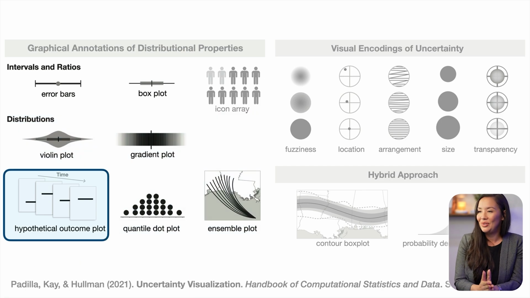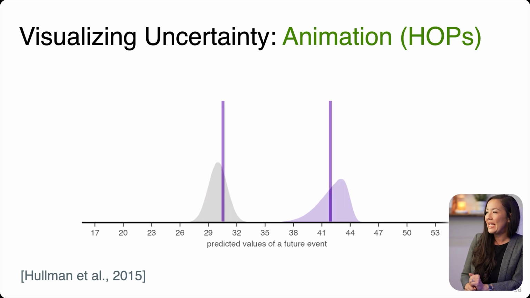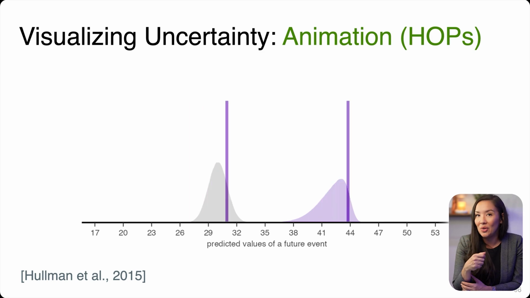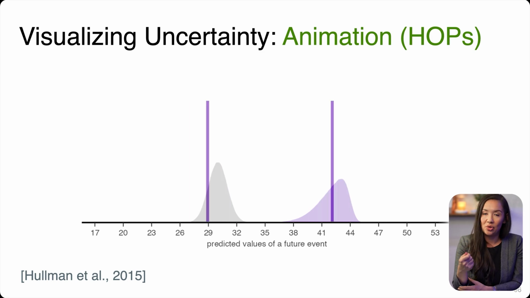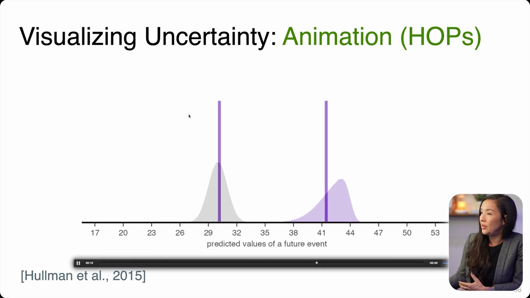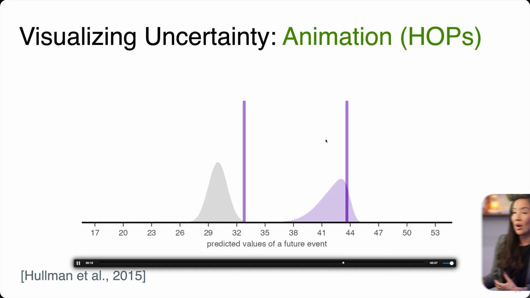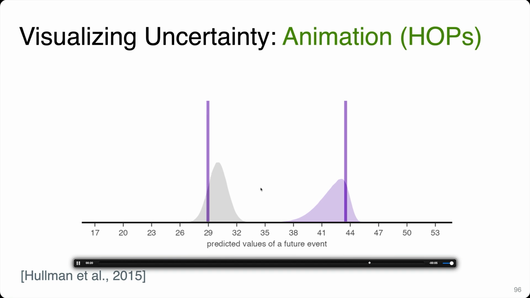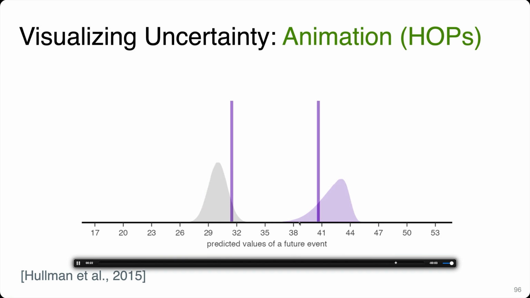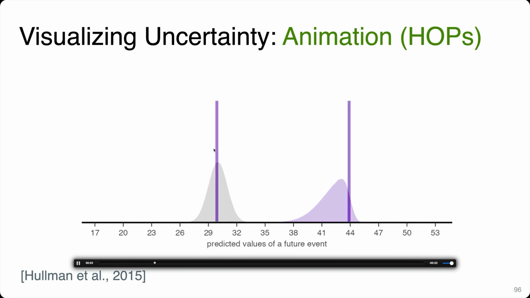The next thing I want to show you in terms of a cool uncertainty visualization technique that you might consider trying is a hypothetical outcome plot. Okay, what is the hypothetical outcome plot? It is an animated way to convey distributional information. What I'm showing you here is each of these lines are animated draws from a distribution. We have a gray distribution here and a purple distribution here. And each one of these lines is sampled from a distribution. And you're shown this in an animation.